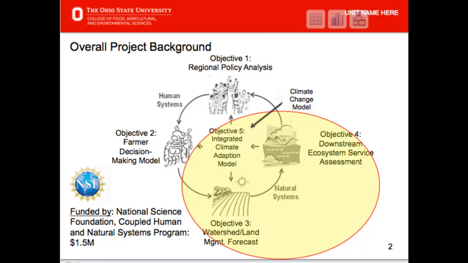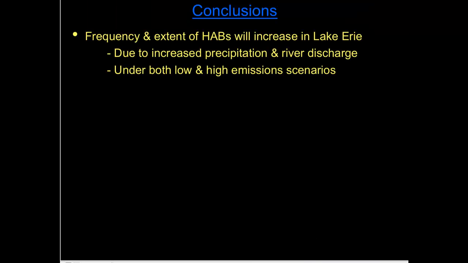What I've shown you here today is highlighted in yellow, the shaded area here. So we've just looked at predicting climate change, how climate change will interact with the landscape to change the discharge in the Maumee River, and that will impact harmful algal blooms. What we want to do in the future is look at how regional policy analysis and farmer decision-making might change some of the practices in the landscape, and that could counterbalance some of the impacts of climate change to hopefully mitigate changes in harmful algal blooms and other ecosystem services in Lake Erie. So I just wanted to point out that this is part of a larger project that we're pursuing here. And with that, I'll go into the conclusions for today.